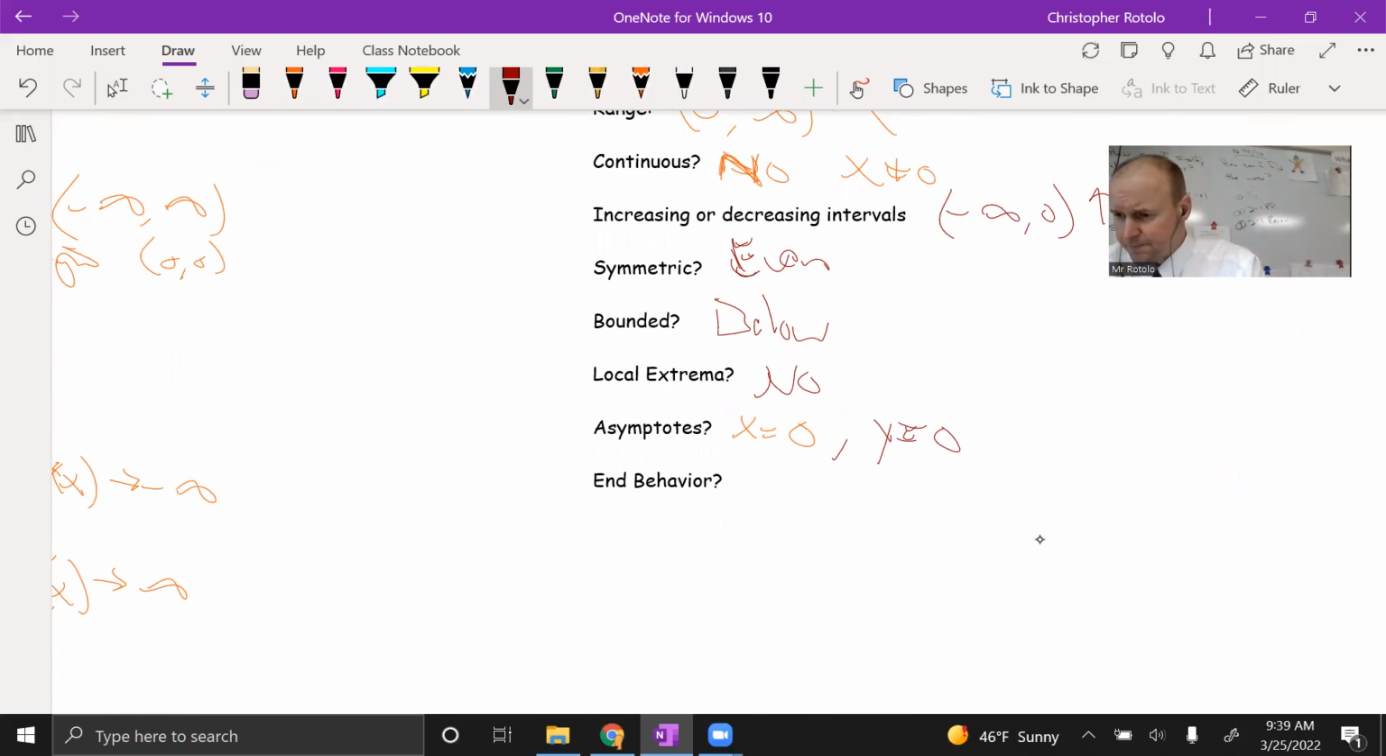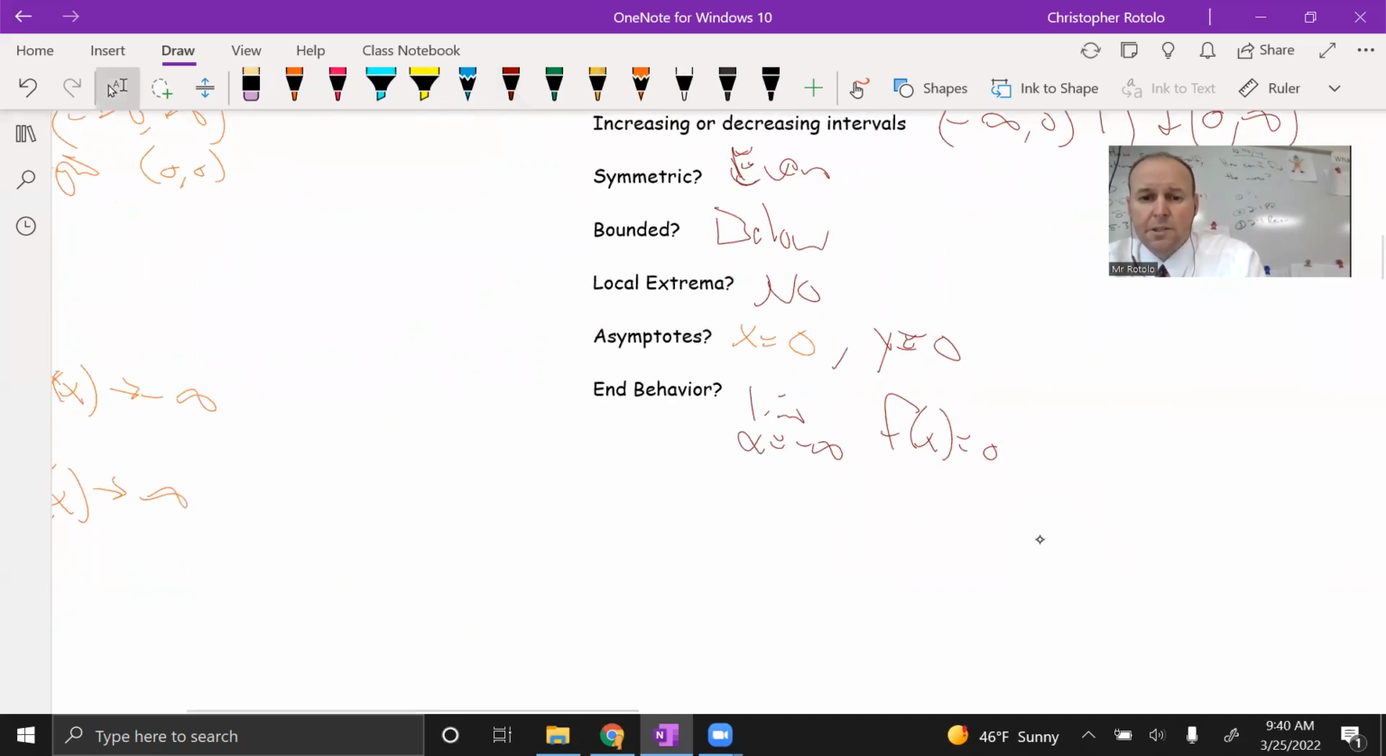So end behavior. All right, as we go to negative infinity, code for left, the function goes to 0. And as we go to the right, the function goes to 0. All right, not too bad.